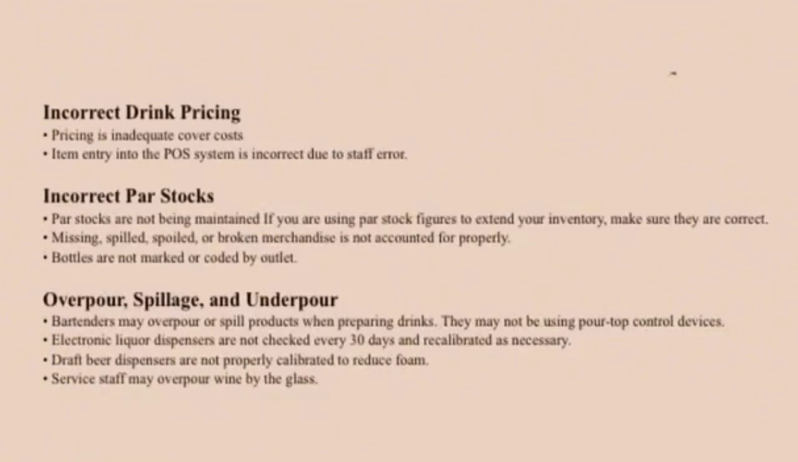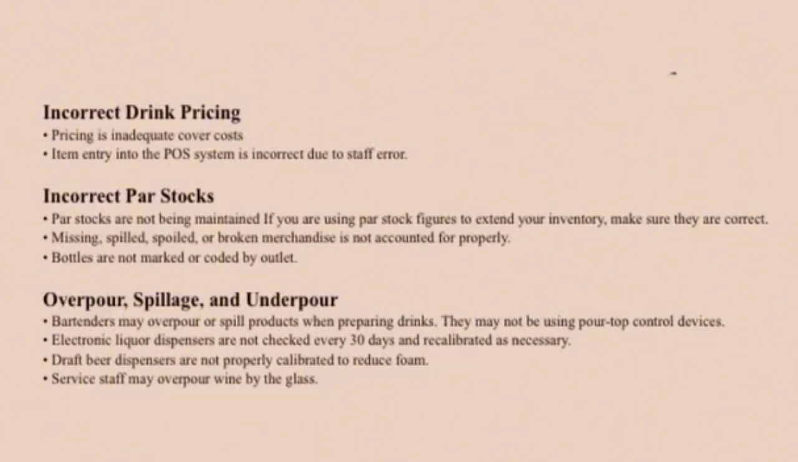Next is incorrect drink pricing. Pricing may not adequately cover operational costs due to entry errors in the point of sale or POS system. Next is incorrect par stocks. Failure to maintain accurate par stock levels can lead to inaccurate inventory extensions, and unaccounted losses due to missing, spilled, or damaged merchandise.